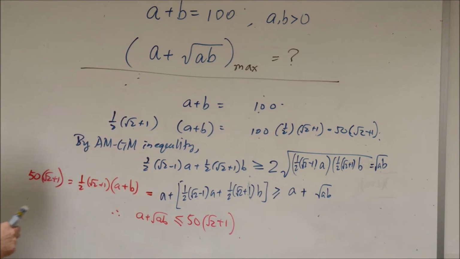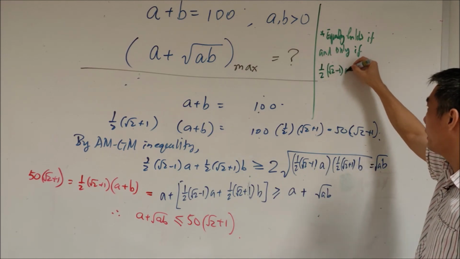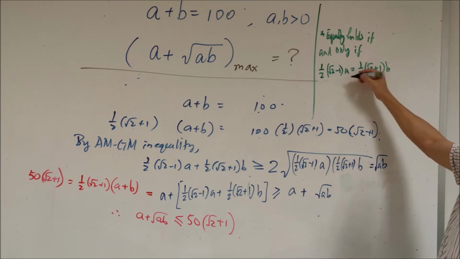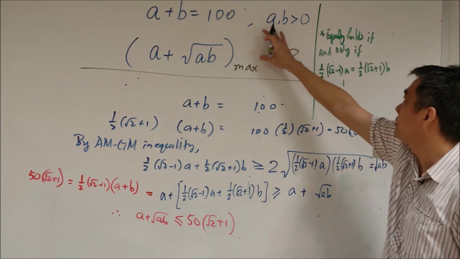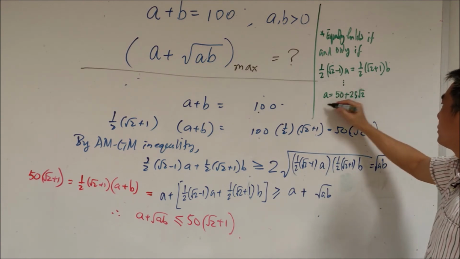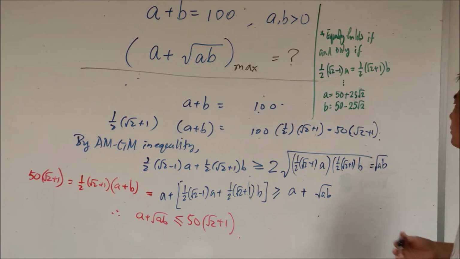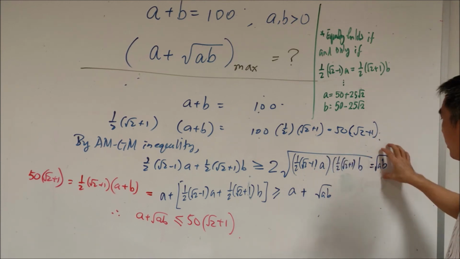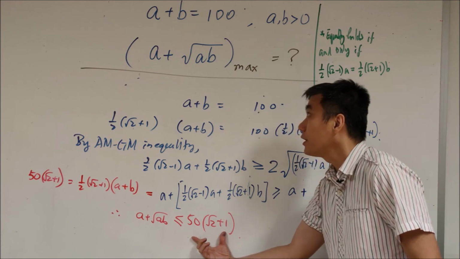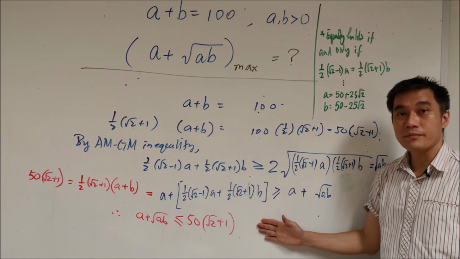The equality holds if and only if half of (square root 2 minus 1) a equals half of (square root 2 plus 1) b. Having solved this, we know that a equals 50 plus 25 square root of 2 and b equals 50 minus 25 square root of 2, which means that this value is achievable, and therefore this is the maximum value for a plus square root of ab. And this is the end of the AM-GM inequality method.